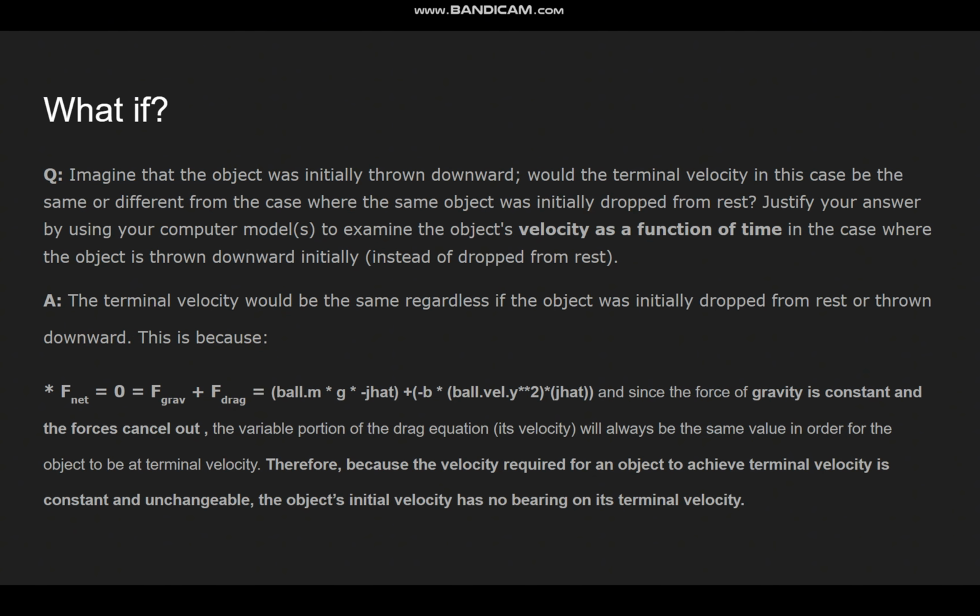And since the force of gravity is constant and the forces cancel out, the variable portion of the drag equation, its velocity, same here, will always be the same value in order for the object to be at terminal velocity, because it is the object's terminal velocity. Therefore, because the velocity required for an object to achieve terminal velocity is constant and unchangeable, the object's initial velocity has no bearing on its terminal velocity.